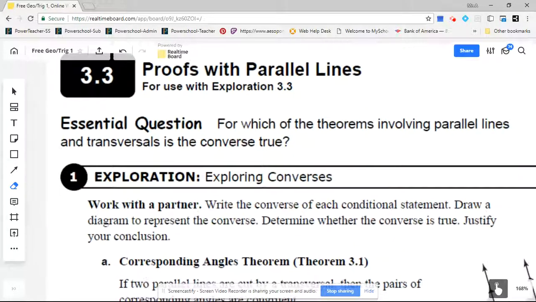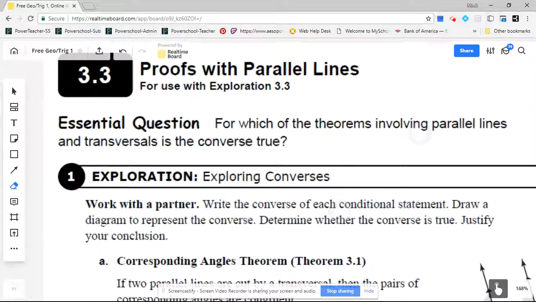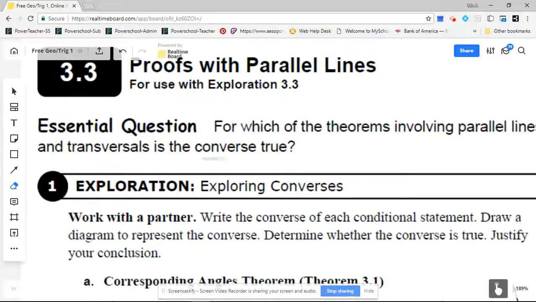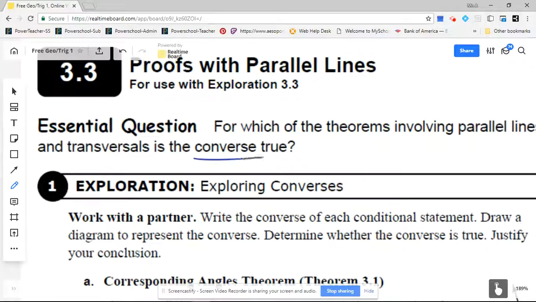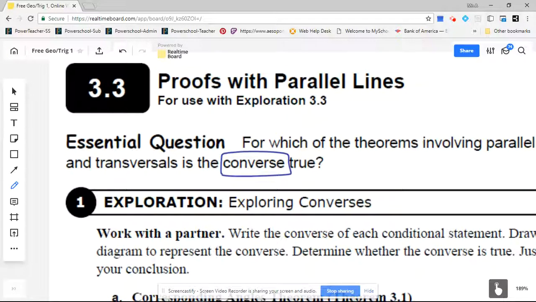But it says, which of those theorems for parallel lines and transversals is the converse true? Converse. So we want to look at that word converse. I know we went through chapter 2 really fast, so you might not remember converse. We used a couple of letters in chapter 2. Do you remember these letters that we talked about? P to Q. Do you remember what that meant?